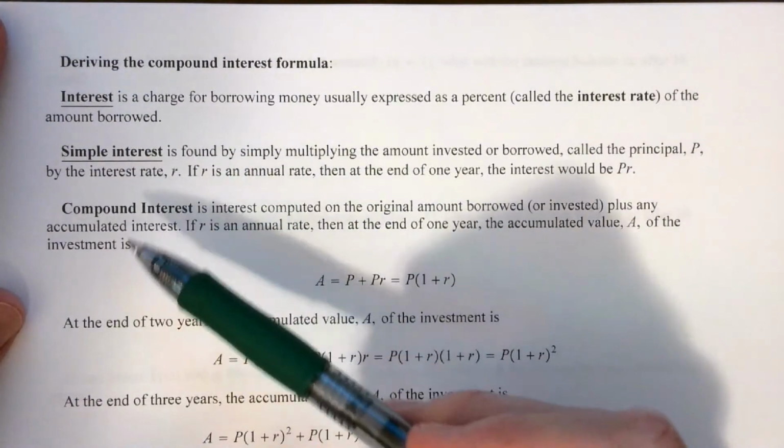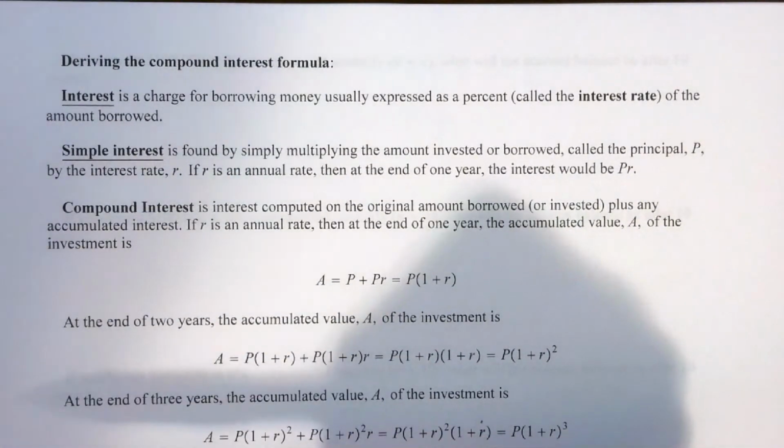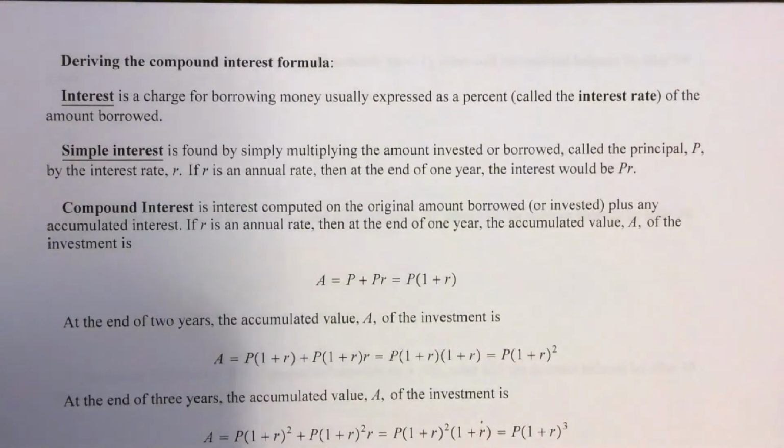This is a charge for borrowing money, usually expressed as a percent, called the interest rate. You can be borrowing money from a bank, for instance, taking out a loan. You can also look at it from the standpoint of an investing company or bank borrowing your money, where they pay you interest on an investment. So you can be at either end of the interest. You can be the one receiving the interest for investing your money, or you could be the one paying the interest if you, for instance, take out a loan.